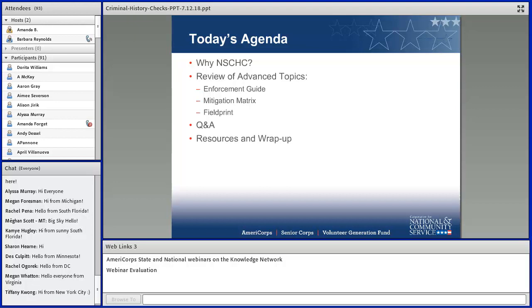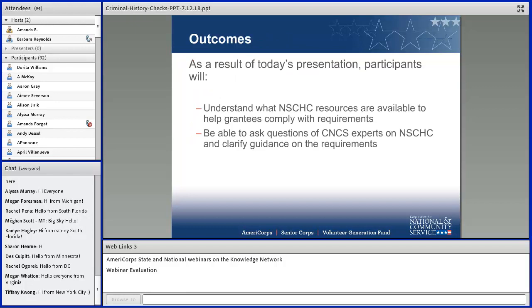We're going to talk about some other non-compliance issues, but we're really going to do a dive into the mitigation matrix. And then, of course, there's going to be some time for Q&A. I'm going to look at the chat box every now and then, and Barbara will be monitoring it. Some other people will be monitoring it too, so we'll try to get your questions. Otherwise, you can just leave them at the end. So let's go ahead and get started.